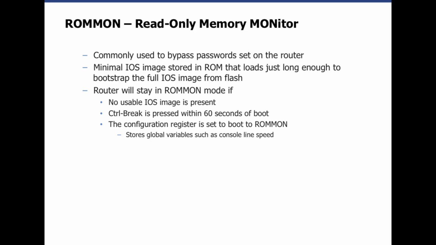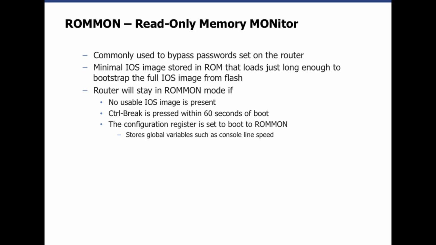Now, ROMMON stands for Read-Only Memory Monitor, and that's a term that I don't find very helpful because what it really is is a very sparse IOS image that's stored in the router's read-only memory. The primary purpose of ROMMON is to bootstrap the full IOS image from flash memory. So typically, when the router boots up, ROMMON loads, it looks to the flash memory for an IOS image, it loads that into random access memory, RAM, it executes it, and then ROMMON is pretty much done. The IOS image takes over operation of the router from there.